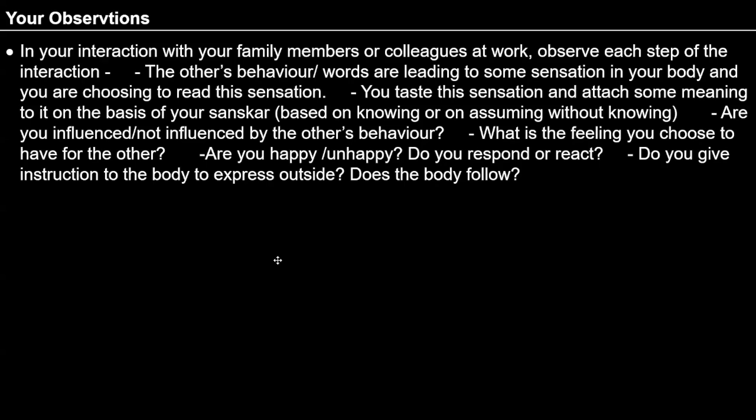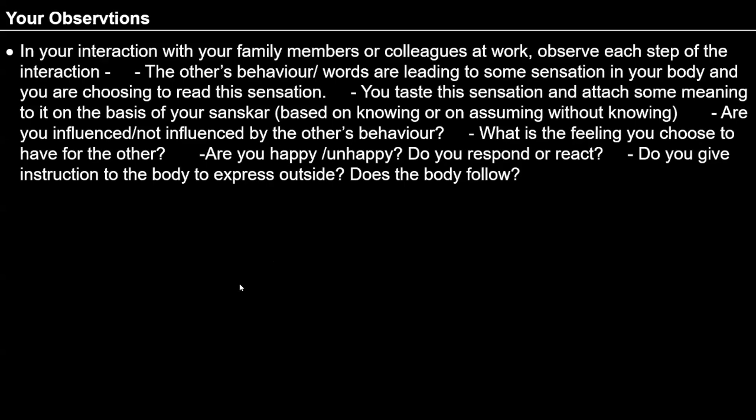Others' behavior, words are leading to some sensation in our body, and we are choosing to read this sensation. We taste this sensation, attach some meaning to it on the basis of sanskar. And this sanskar may be based on knowing or assuming. We have to observe, are we influenced or not influenced by the other's behavior? What is the feeling we choose to have for the other? Are we happy, unhappy? Do we respond, react? Do we give instruction to the body to express outside? Does the body follow or not? All these steps we are trying to observe in our daily interaction.